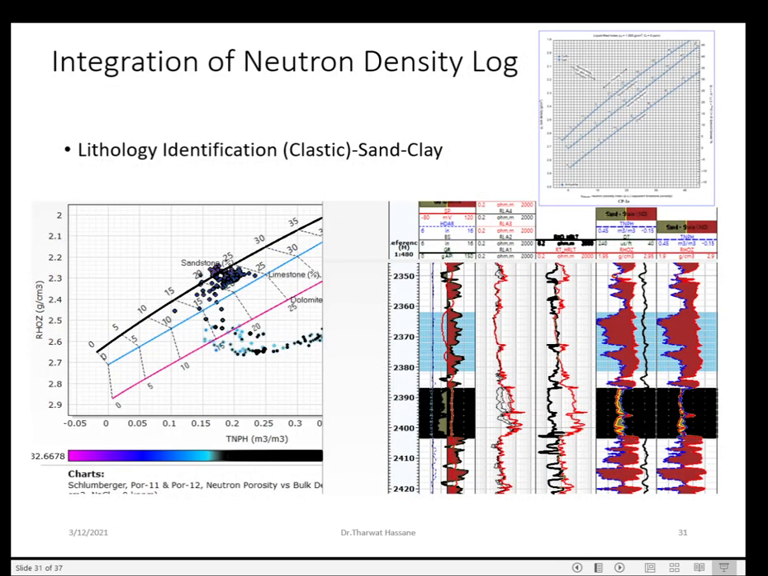Another example here, and you can see very obviously, as I mentioned before, you look at the gamma ray. The gamma ray is high, low, not straight or very smooth like a curve. That means it's a clastic. This is a clastic, and you can see very obvious clay in this case. This is the gamma ray, this is SP, this is a caliper in this case. The caliper is very straight, maybe a good condition hole. And this is the resistivity.